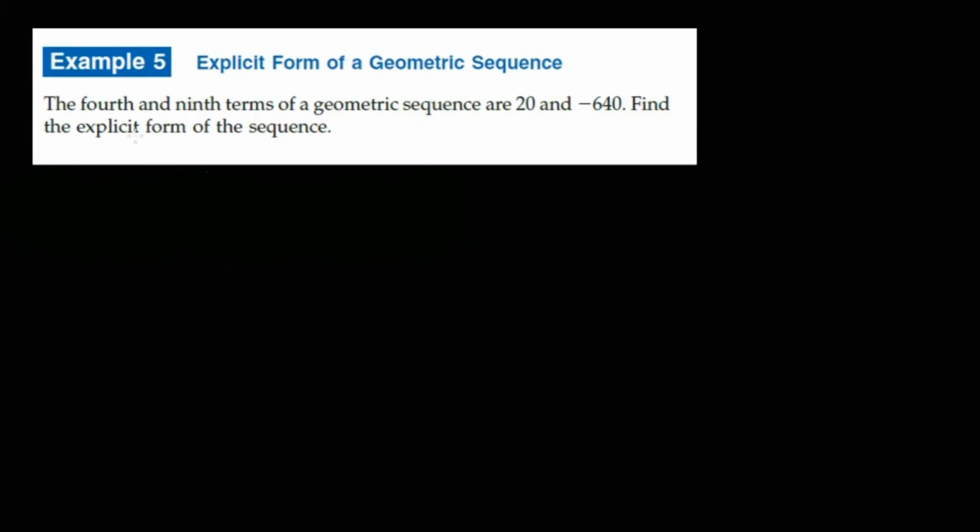So this example is interesting. Instead of giving the first 2 terms and asking us to write the explicit form of a sequence, we're given the fourth and ninth terms of a geometric sequence, 20 and negative 640, and asked to write the explicit form.